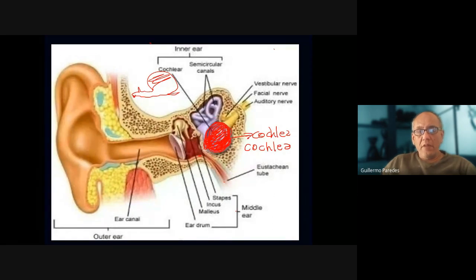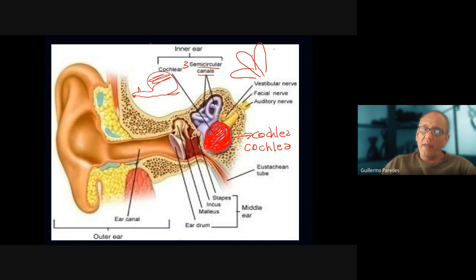Then here, on the other side, we have three. Oh, by the way, look at this: one, two, and three semicircular canals. Semicircular canals are going to be something. One is vertical, the other one is perpendicular, and the other one is oblique. So basically, that is the position of the semicircular canals. Why is that? There is a reason for that. I'm going to explain that in a few moments.